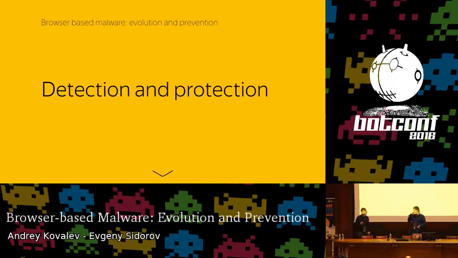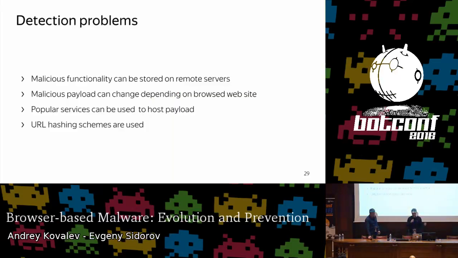And now I want to give the word to my colleague Evgeny. Thank you, Andrey. Let's discuss some detection and protection techniques. Before I start describing detection techniques, I want to highlight some problems. Detection problems. As Andrey said, malicious functionality can be stored on remote servers. So this malicious extension can change its behavior during its lifetime. This is why malicious extensions can bypass some moderation processes.